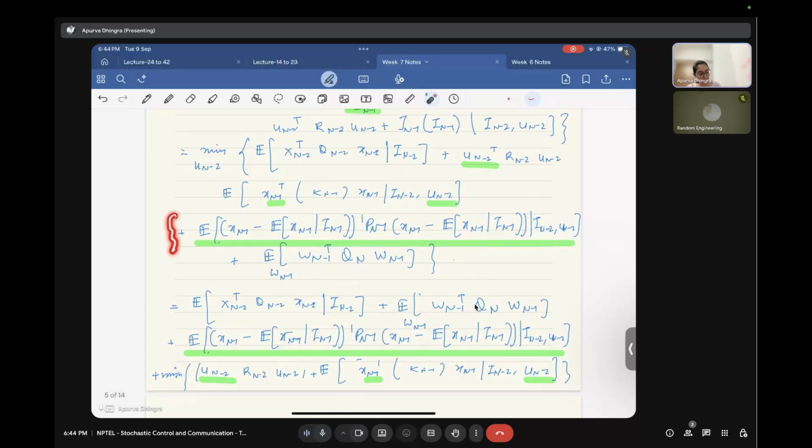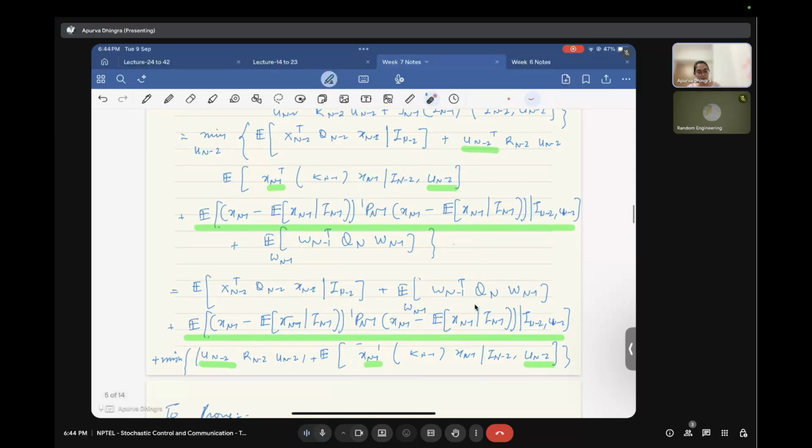We are claiming that this one will also become independent of u n minus 2, and this is the part that needs to be shown. If we manage to show that, then the only terms that will get affected by u n minus 2 will be this one term and this second term. And if you recall, this is exactly the kind of structure we had previously also. So if we manage to prove that this one does not depend on u n minus 2, it's sorted. So that's what we're going to focus on now.